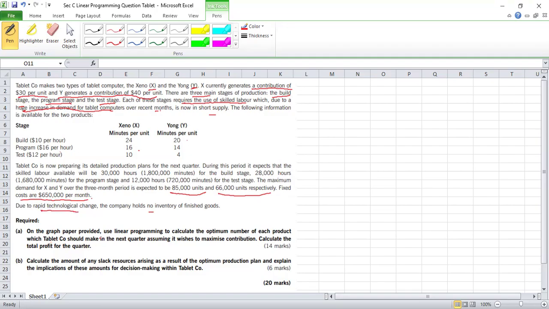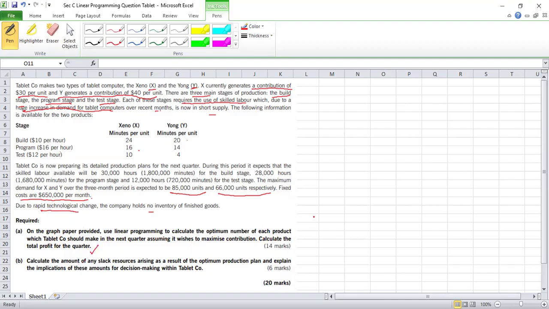On the graph paper provided, use linear programming to calculate the optimum number of each product which tablet company should make in the next quarter, assuming it wishes to maximize contribution. Calculate the total profit for the quarter.